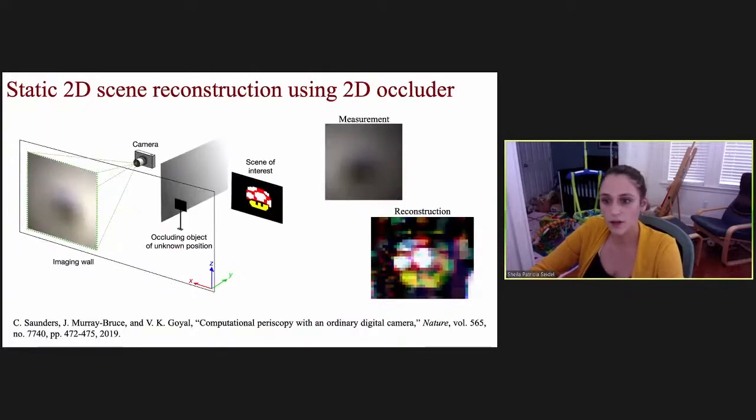Another very relevant work is by Saunders, Murray, Bruce, and Boyle. Here they have an occluder of known size and shape, and it's 2D, and they're using that to form 2D reconstructions of the hidden scene. So here is their camera, and they're looking at this visible wall and trying to recover this hidden scene. With a measurement that looks like this, they're able to form reconstructions that look like this. So there's a very close match there as well.